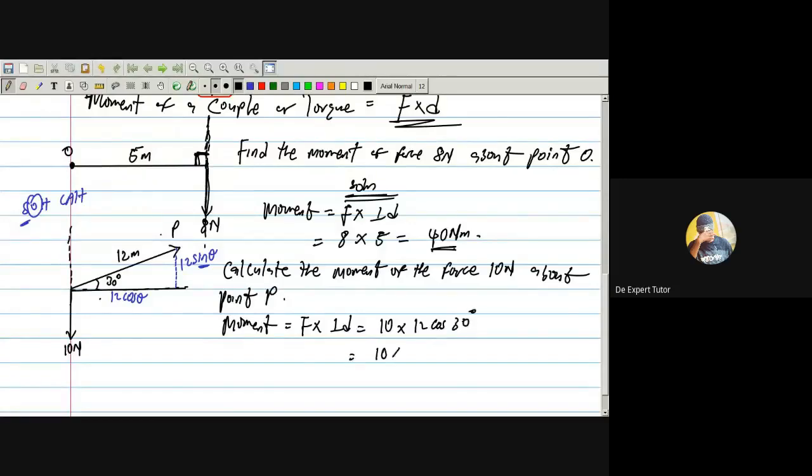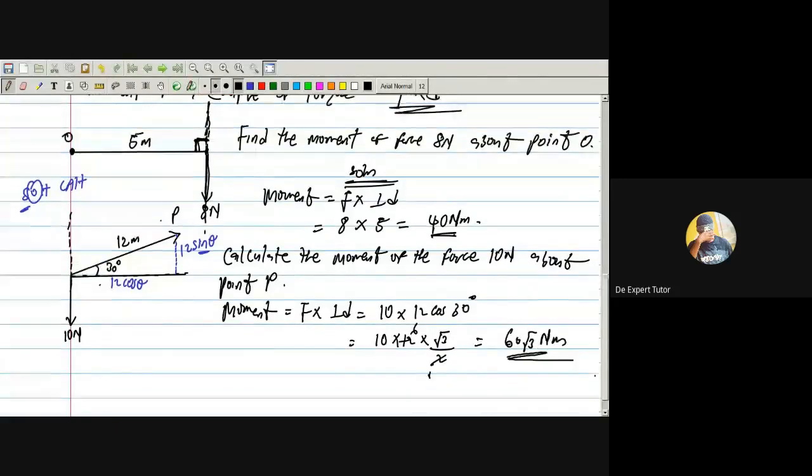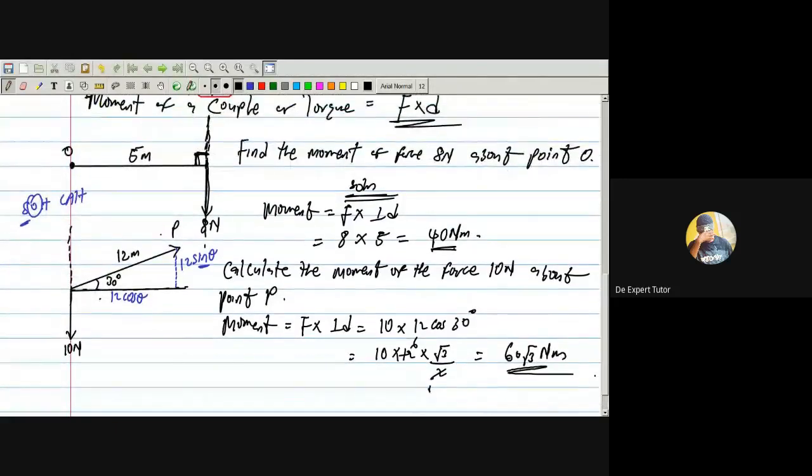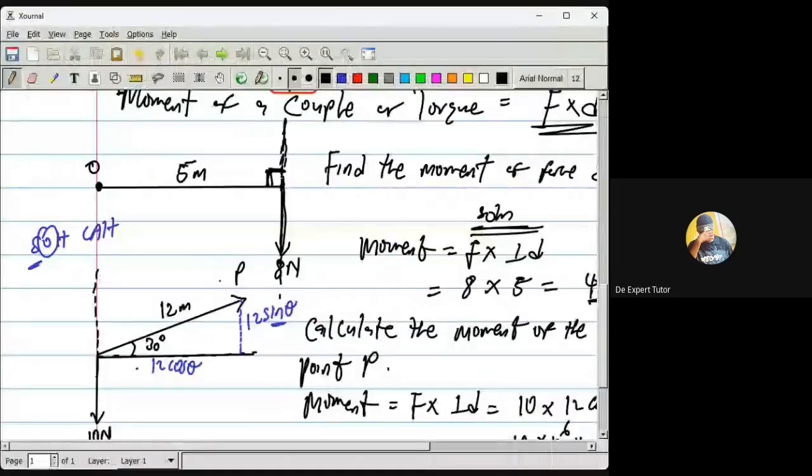So I have 10 times 12 times what is cos 30? Cos 30 is square root of 3 over 2. That's mathematics solved. That's cos 30. If it is cos 60, it's 1 over 2. So 2 in 12 will give me 6. So 10 times 6 is 60. So I have 60 root 3 Newton meter. That is my answer. So that's how to find what? Moment.